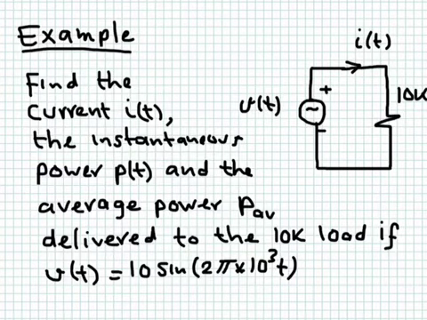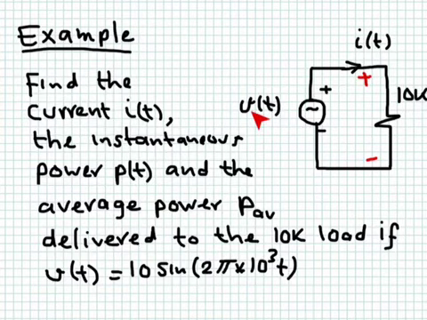We'd like to find the instantaneous current I of t, the instantaneous power P of t, and the average power. Instantaneous power is simply the product of V of t and I of t. If you want the instantaneous power delivered to the 10 kilo ohm, you simply multiply V of t, the voltage across that component, by I of t, the current going through it. Here V of t is 10 sine 2 pi 10 to the power 3 t. Let me summarize our solution steps.